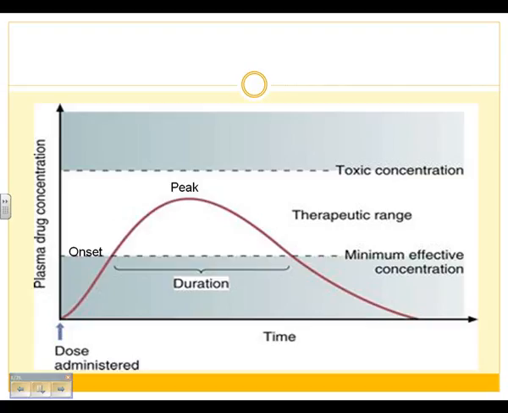So onset, peak, here's your duration. And I do want you to be familiar with these terms. The minimum effective concentration. Okay? It has to be above that line to elicit a response. So minimum effective concentration. If this is the minimum effectiveness, what would this line right here be? Maximum. Okay? So the space between your minimum effectiveness and your maximum effectiveness is your therapeutic range. And that's where you want it to be.